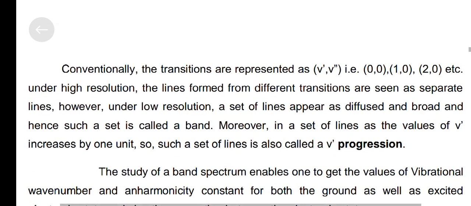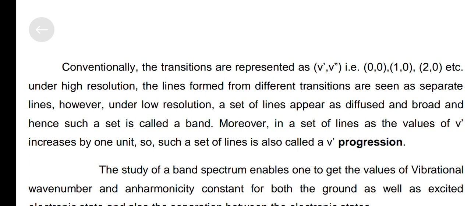Conventionally, the transitions are represented as V dash, V double dash: 0-0, 1-0, 2-0, etc. Under high resolution, the lines formed from the different transitions are seen as separate lines. However, under low resolution, a set of lines appears diffused and broad, and hence such a set is called a band. Moreover, in a set of lines, as the value of V dash increases by 1 unit, such a set of lines is also called a V dash progression.